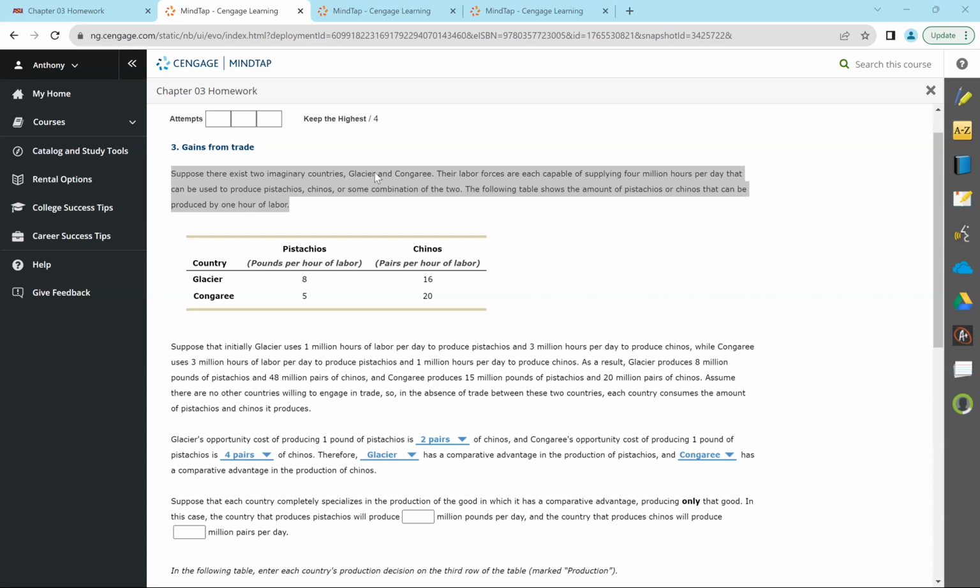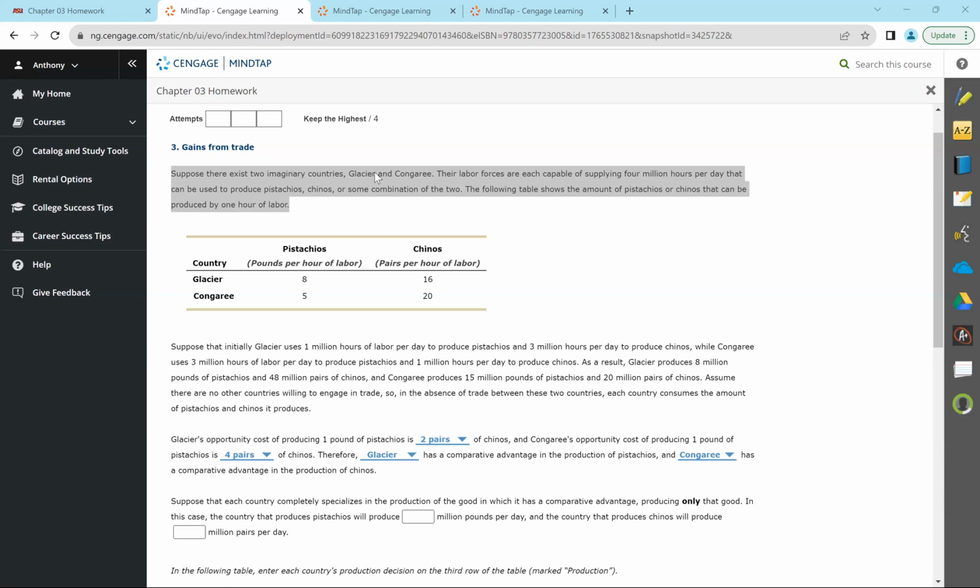I don't even know if I know what chinos are. Yeah, I think of chinos as pants, but it's weird that you would make pistachios and pants. These are just really, really weird questions.